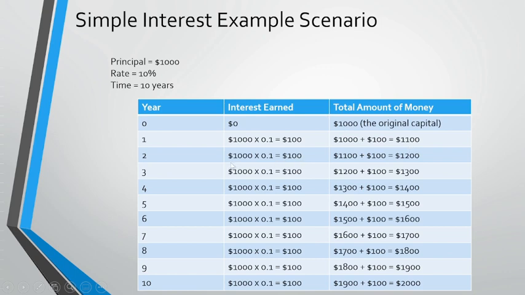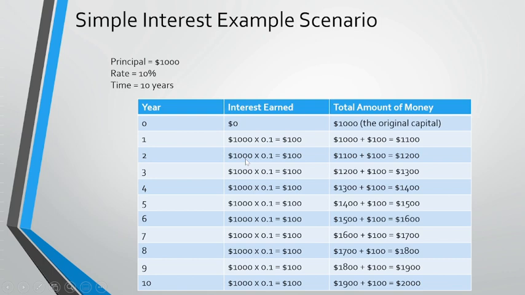For the second year, we multiply the original capital or principal by the interest rate. We do not multiply the total by the interest rate, because that's for compound interest, and we will get to that later. We always, in simple interest, multiply the original principal by the interest rate. And now we keep doing that for every single year.